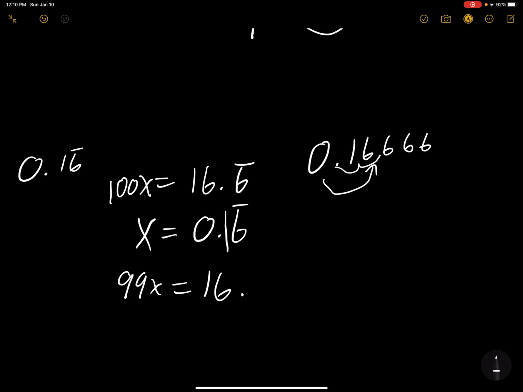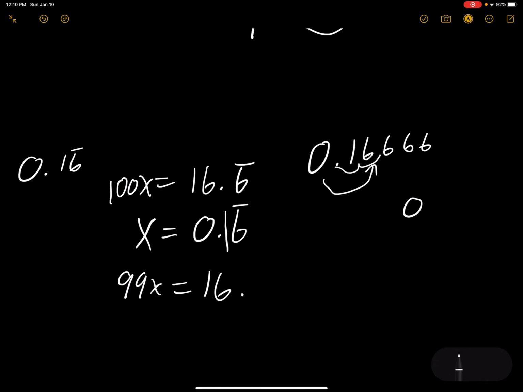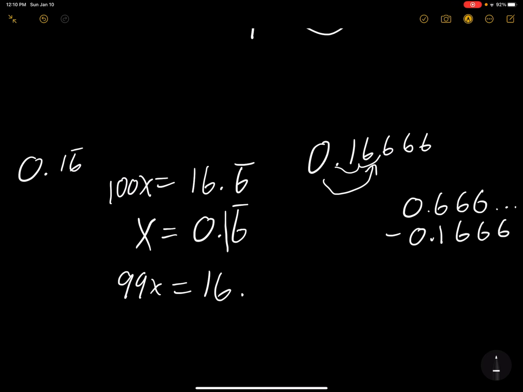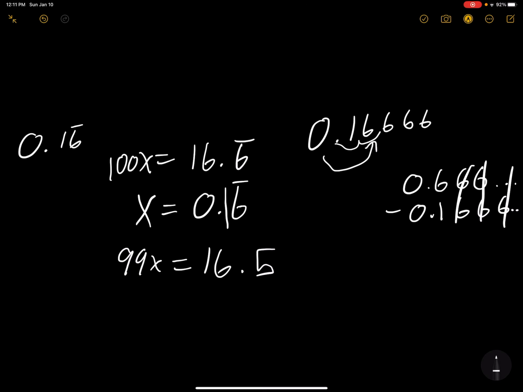Well, we have numbers that look like this. If I'm just worrying about the decimal portions, I have 0.666 onward minus 0.1666 onwards. And all these 6's are going to cancel. So what I'm left with is just 0.6 minus 0.1. Well, what's 0.6 minus 0.1? It's just 0.5. So now we have no more infinite part. So let's see what happens.